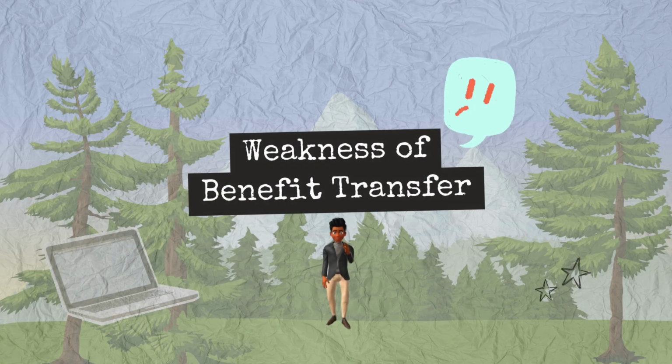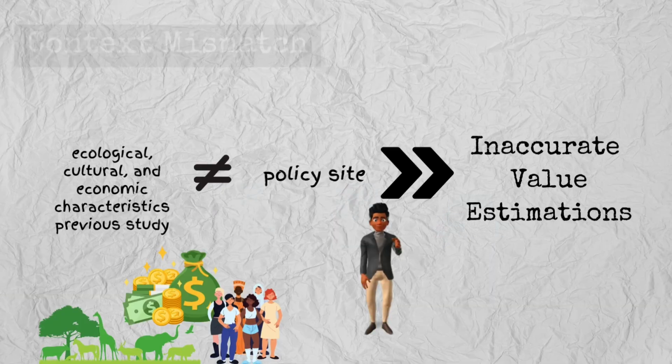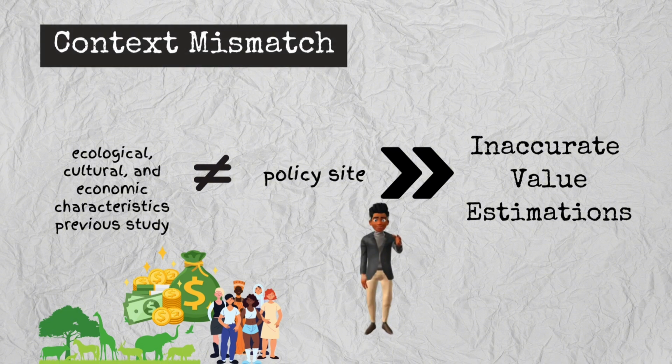However, despite its many benefits, benefit transfer is not without its weaknesses, and next, we will explore these limitations. The first weakness of the benefit transfer method is context mismatch. The ecological, cultural, and economic characteristics of the policy site may differ significantly from the study site. This mismatch can lead to inaccurate value estimations.